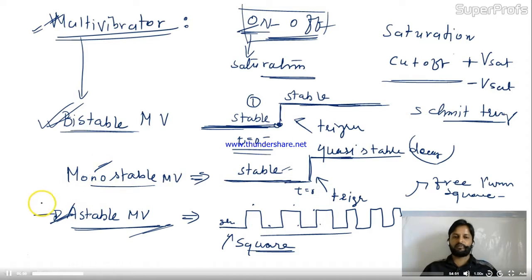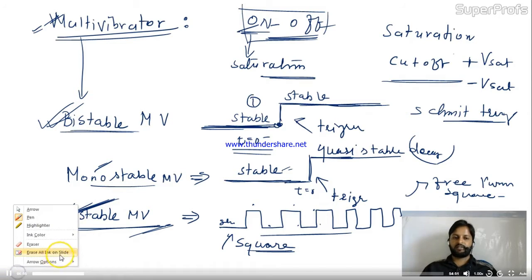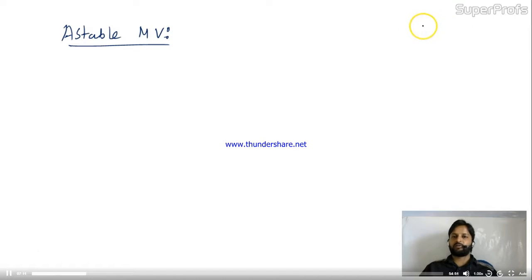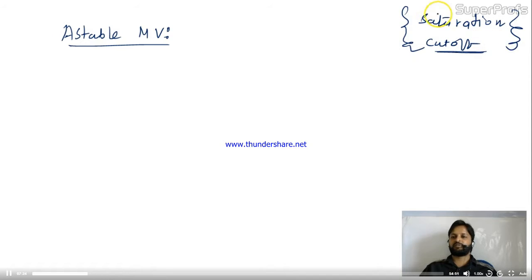Now astable multivibrator is the important one, so we'll start with it. Let me draw the diagram of this astable multivibrator. Why are we using a multivibrator? To get the condition of saturation or cutoff for a very long time, because the entire concept is based on these two things only. Either it will work in saturation or cutoff.